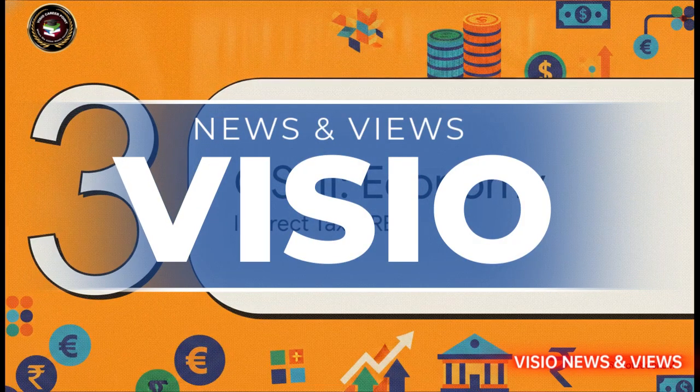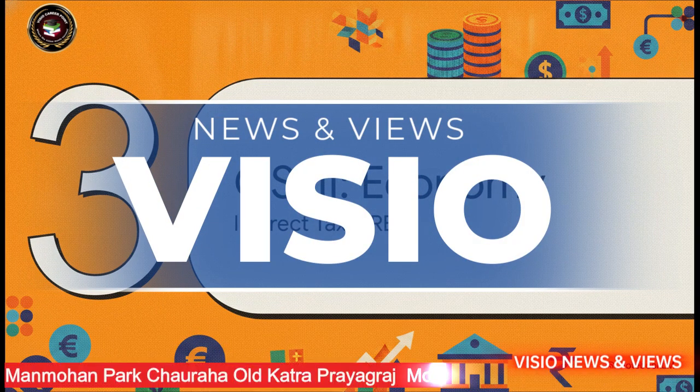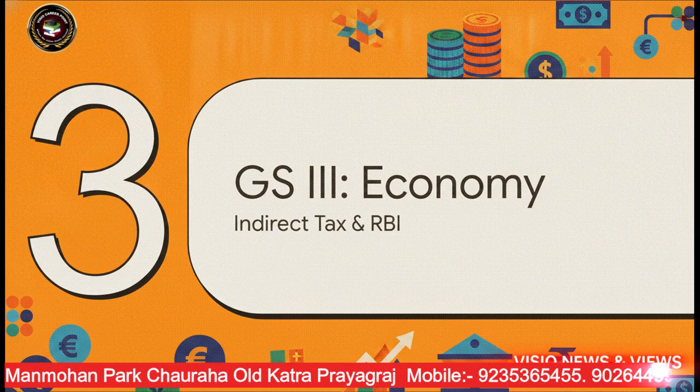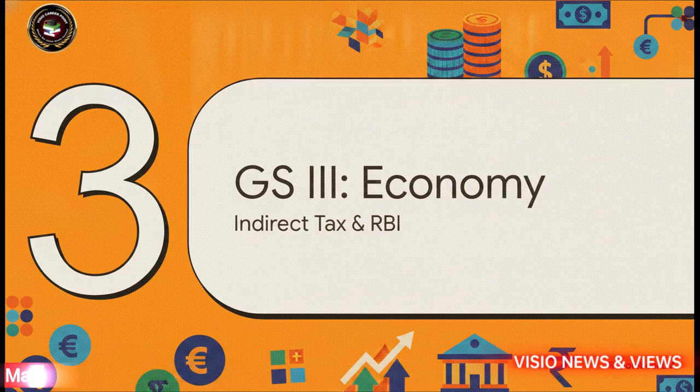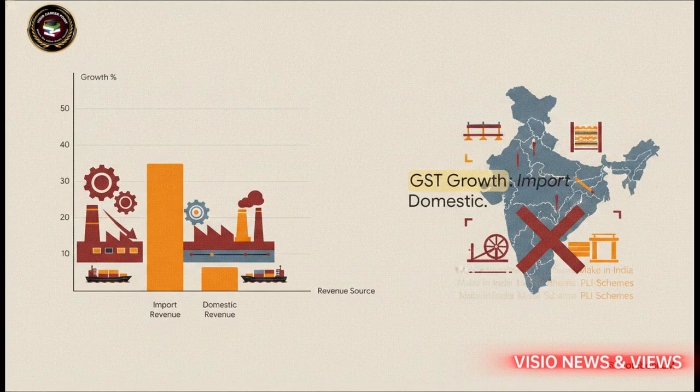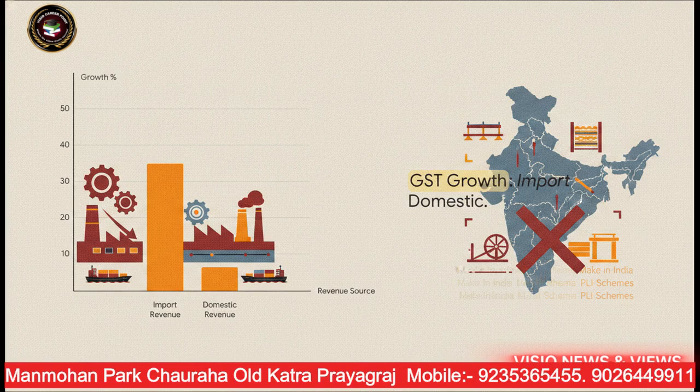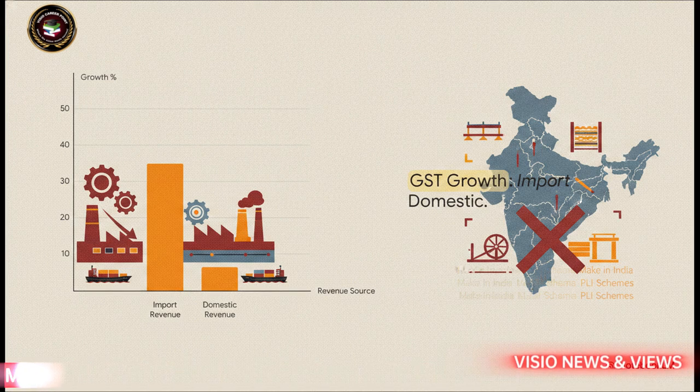Let's shift gears now. Section 3, GS Paper 3, where we're tackling the economy, indirect tax, and the RBI. Now, the data here reveals a rather glaring economic red flag. As GST completes its 9th year, the June 2026 collections showed import revenue growing at a massive 35%, while domestic transaction revenue only rose by 6.5%.